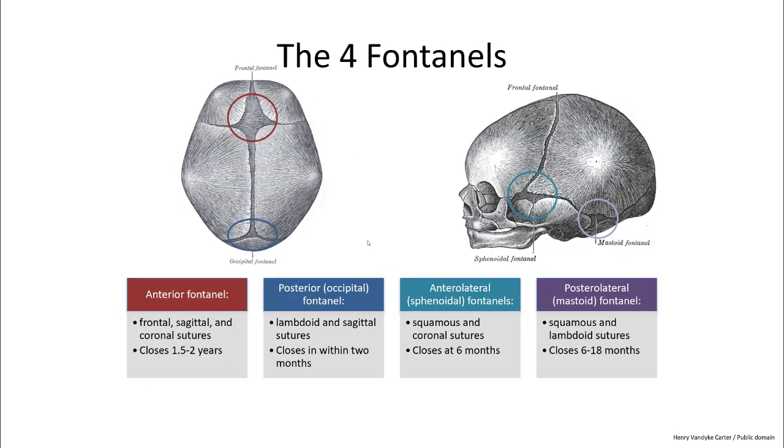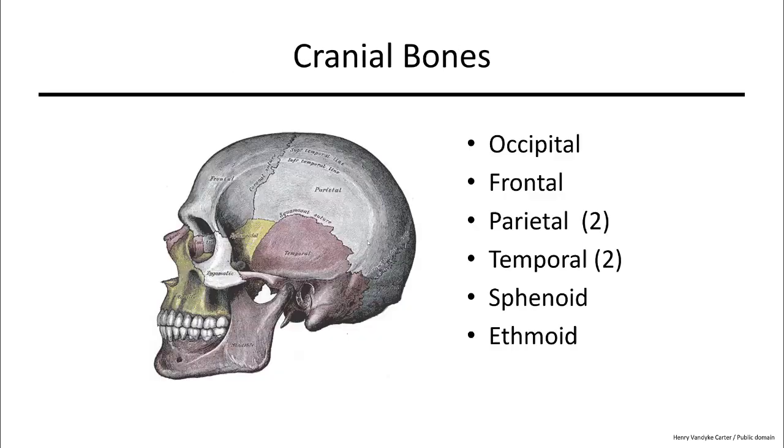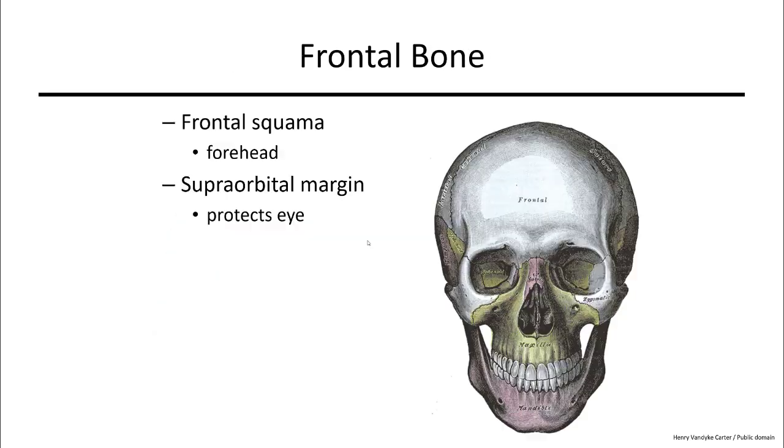Listed, we can see the anterior fontanelle circled in red. On the posterior side, where the sagittal suture meets up with the lambdoid suture, is going to be the posterior or occipital fontanelle. Then on the anterior lateral surface in teal, we have the anterolateral or sphenoidal fontanelles. And between the occipital bone, temporal bone, and parietal bones, we see the posterolateral fontanelle indicated in purple. Now let's continue with the cranial bones.